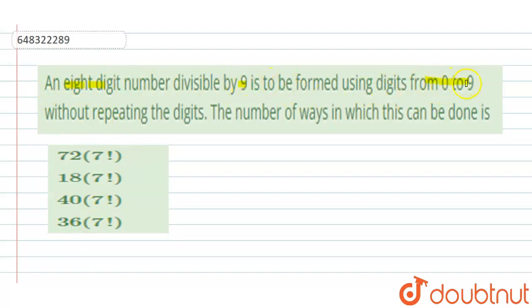Hello everyone, our question is: an 8-digit number divisible by 9 is to be formed by using digits from 0 to 9 without repeating a digit. We have to find the number of ways in which this can be done.